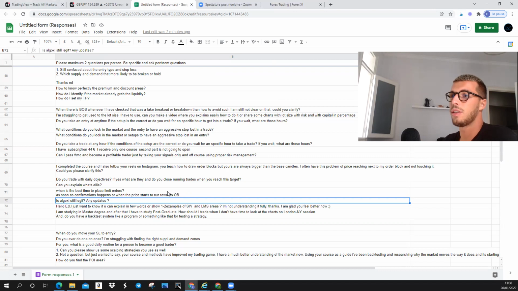Is Algo Excel still legit? Any updates? Algo Excel is still legit. I would say it underperformed past performances. This last year, it was around break even, which is not, of course, our goal, but it's great overall.